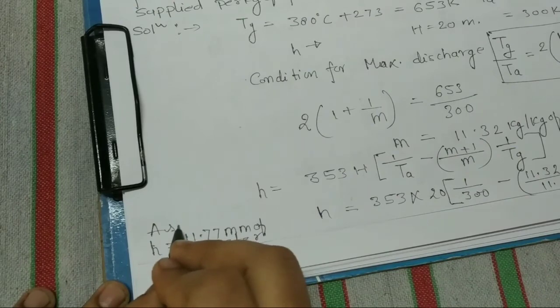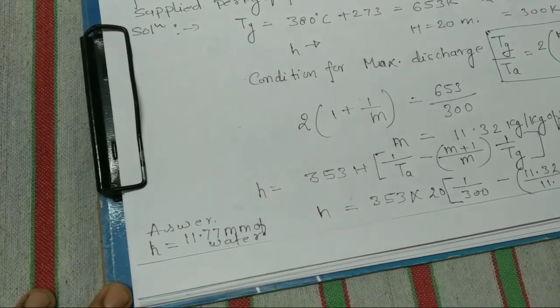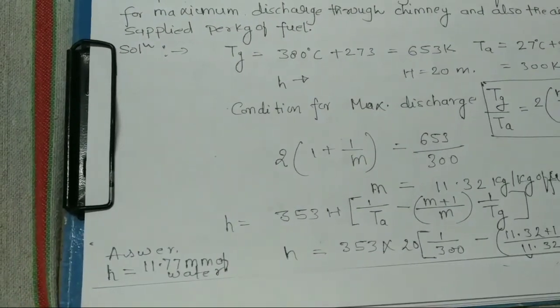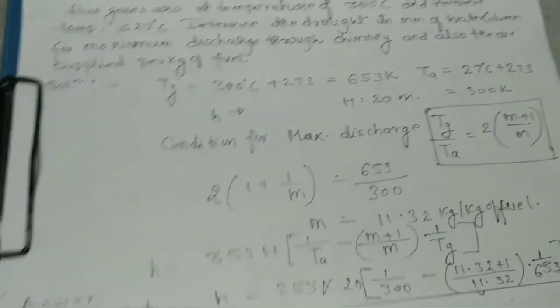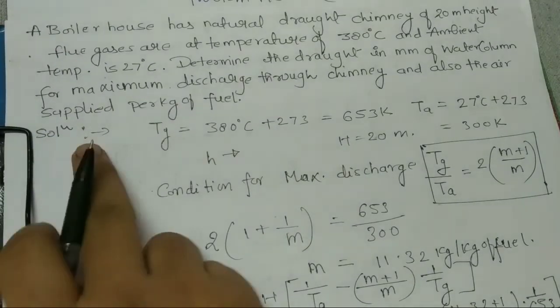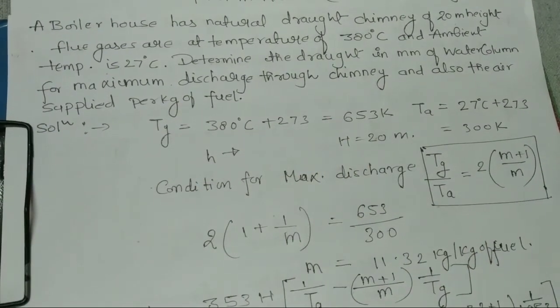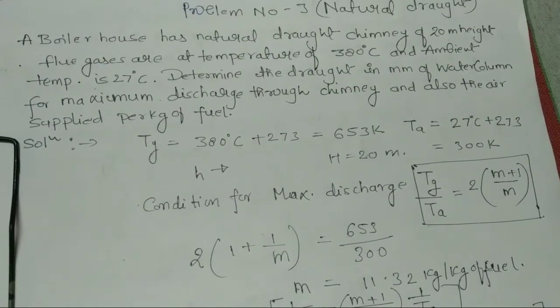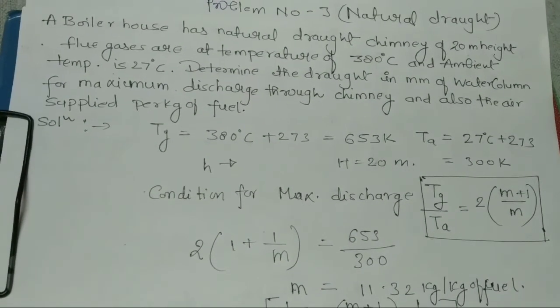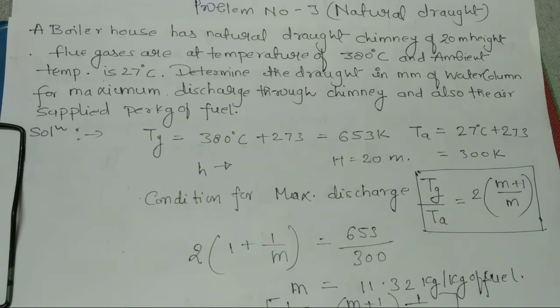So this is the answer. We have solved 3 numerical problems on natural draught. One special case was for maximum discharge, and problems number 1, 2, 3. Please solve all the numerical problems at home by yourself, and try to make some notes of natural draught, because it is very important from the subject point of view as well as the exam point of view.